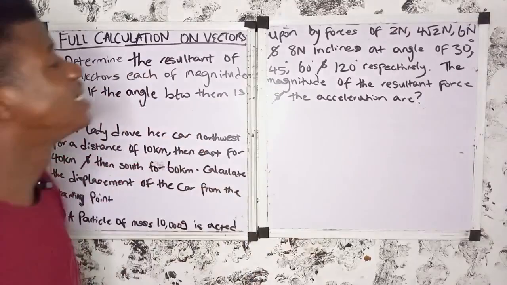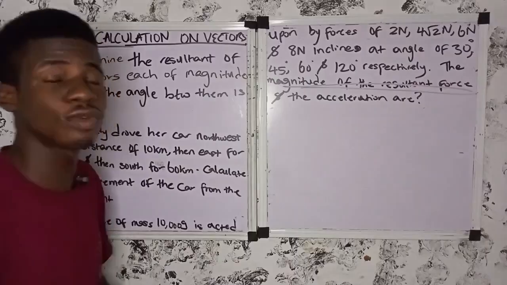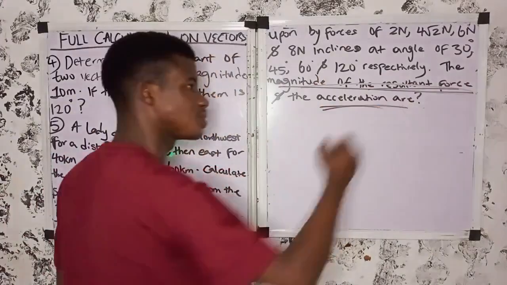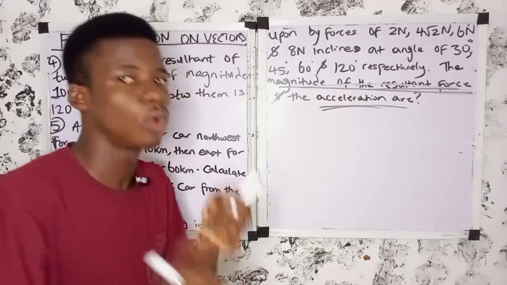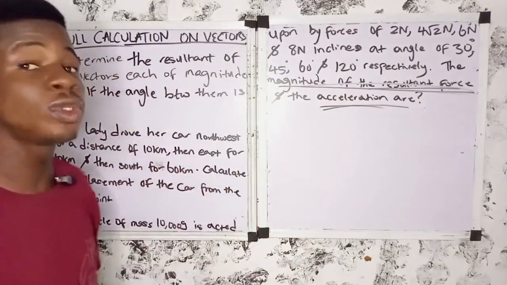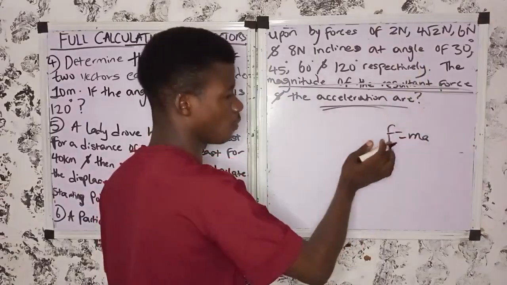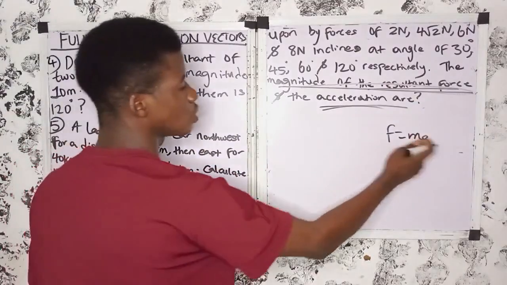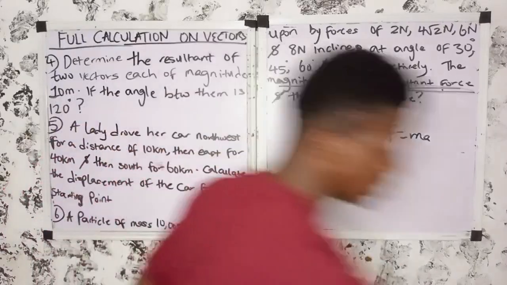They're telling us to look for the resultant force and acceleration. So we have to look for the resultant force, that is the total force, first. Once we get our total force, then we'll look for the acceleration. Remember, force is MA. So once we use this parameter to look for force, since they gave us mass, we use this force and mass to look for acceleration. Now let's look for the total force first.